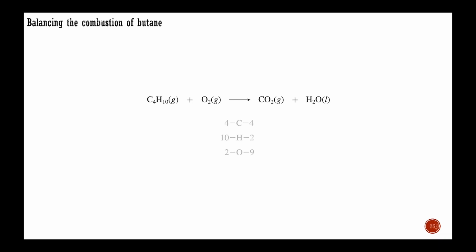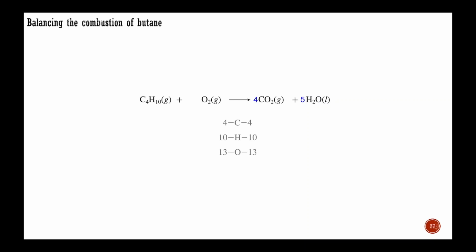As a first step, we place a coefficient of 4 in front of carbon dioxide on the product side. This updates the tally of atoms, as shown below. Thus, the equation is balanced for carbon, but not for hydrogen or oxygen. Next, we place a coefficient of 5 in front of water on the product side, and tally the atoms on both sides again. Now, the equation is balanced for both carbon and hydrogen, leaving only oxygen to be balanced.